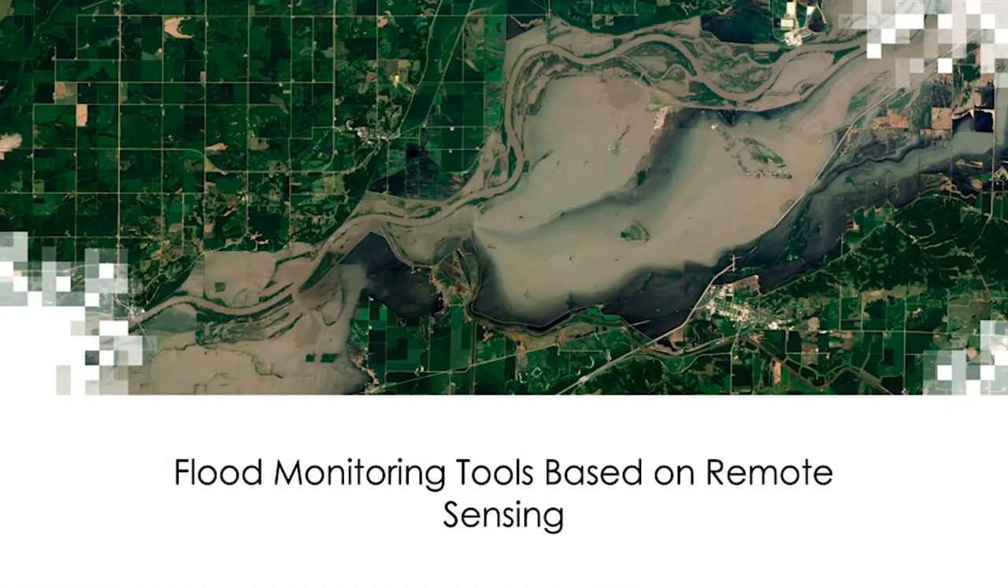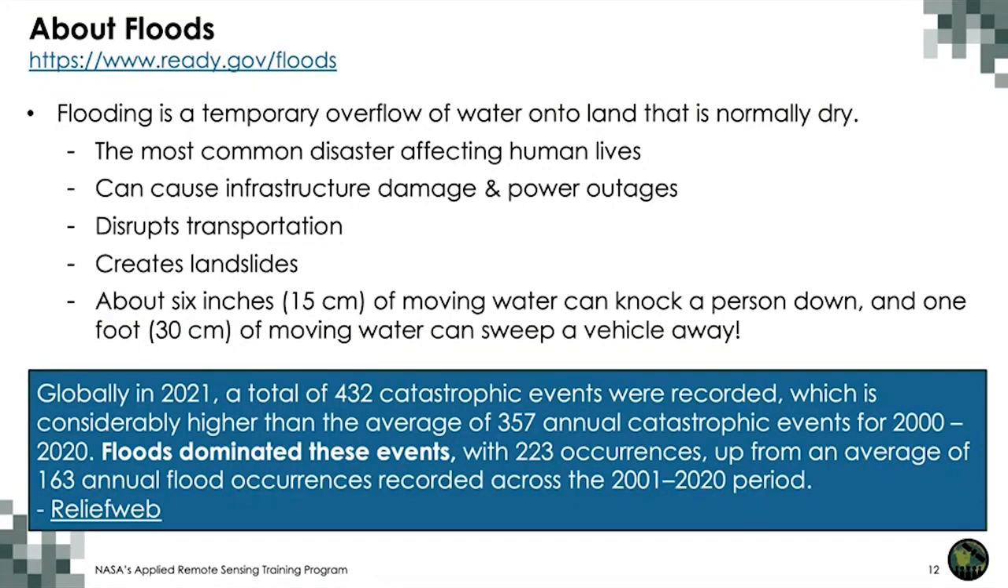So we'll start with today's topic on flood monitoring tools based on remote sensing. Before we do that, floods, as we know, are a temporary overflow of water onto land that is normally dry. An important thing to note is that the number of floods is increasing, as this ReliefWeb report showed. In 2021, flood numbers increased to 223 from an average of 163 annual occurrences based on this 20-year period, 2001 to 2020.